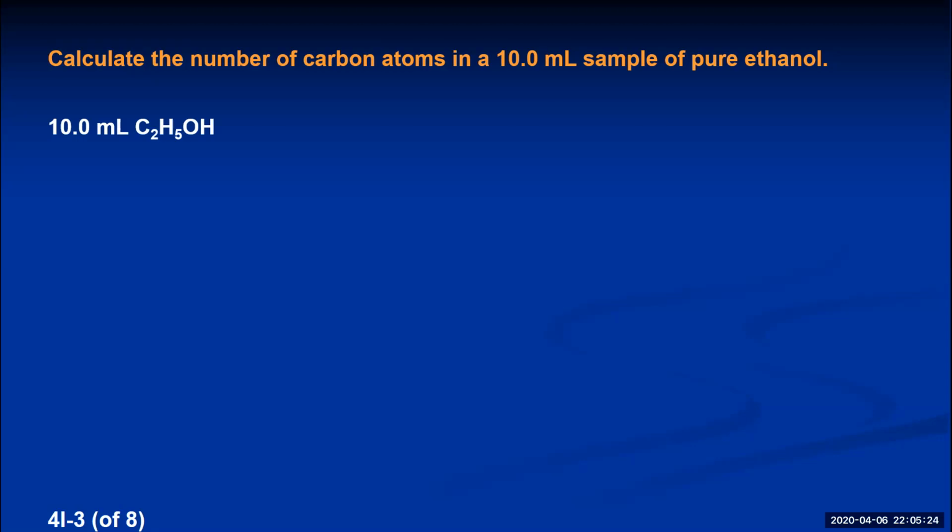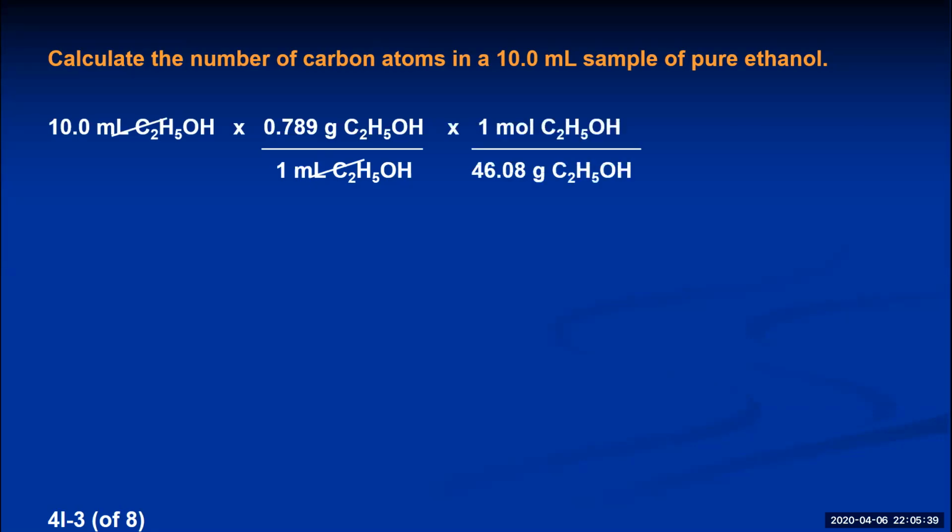From the previous problem, that was 0.789 grams per milliliter. So arrange it with the milliliter on the bottom to cancel out, and now we know the mass of this ethanol sample. We can now use the molar mass of ethanol to convert grams into moles. I'll put the 46.08 grams on the bottom and the mole of ethanol on the top, and we've now calculated moles of ethanol just like we've done before.